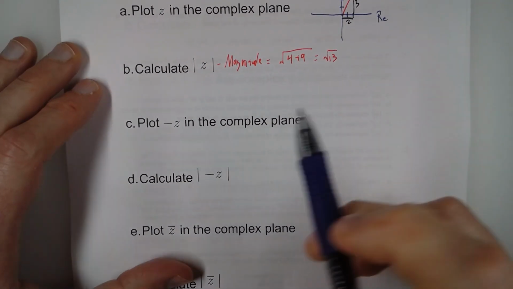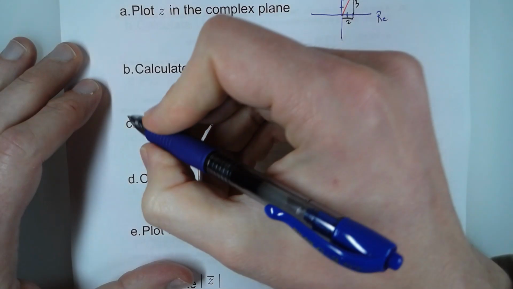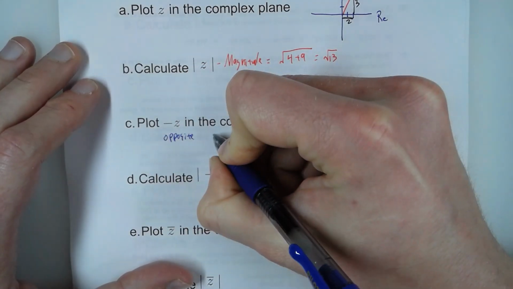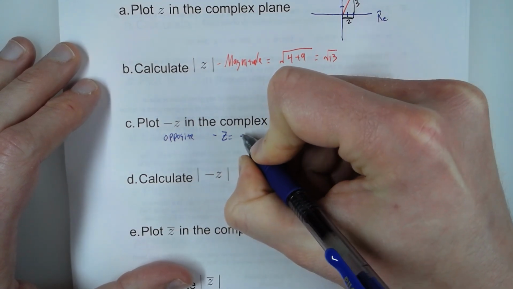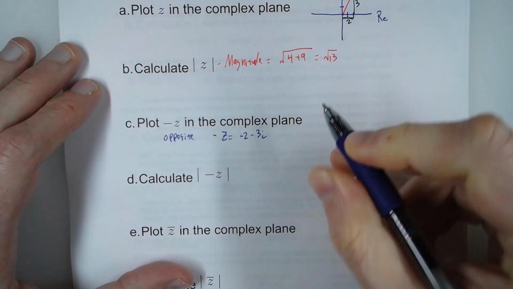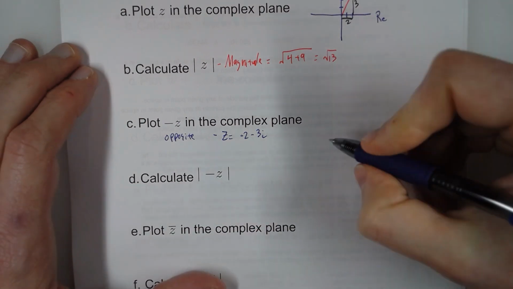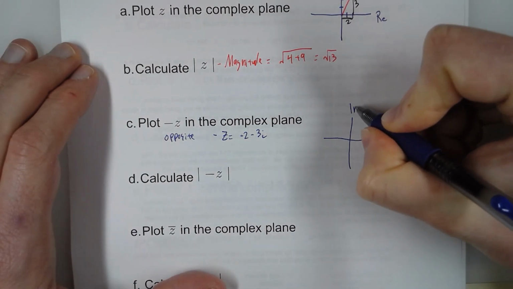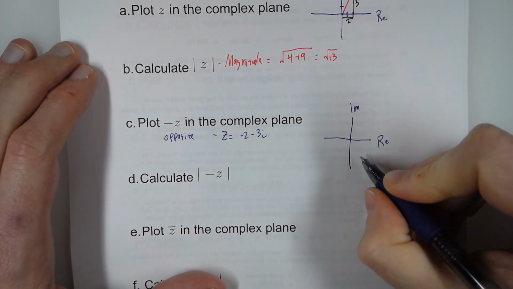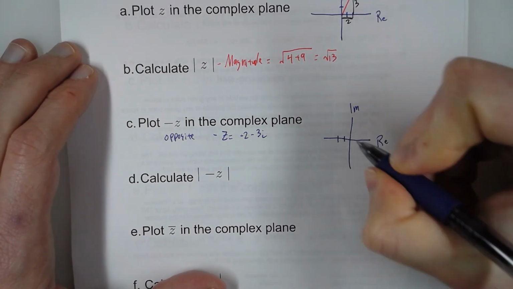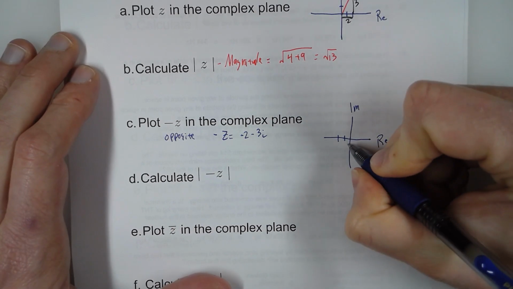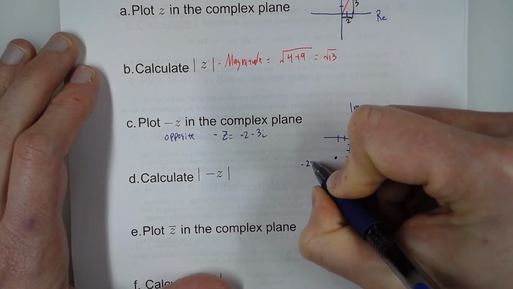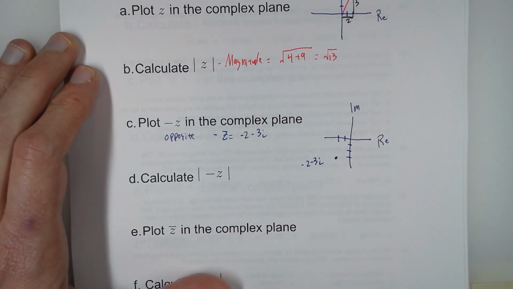Now, letter C says we want to plot negative z. Now, this means the opposite. So negative z equals negative 2 minus 3i. Everything becomes opposite. So now, for the real and the imaginary, I'm going to go negative 2 in the real direction. So I'm going to go 2 spaces in the opposite way. Then I'm going to go 3 spaces in the opposite way down. So here is negative 2 minus 3i.